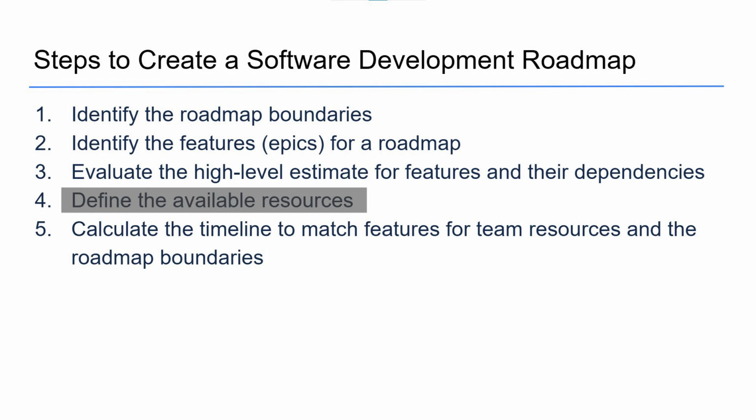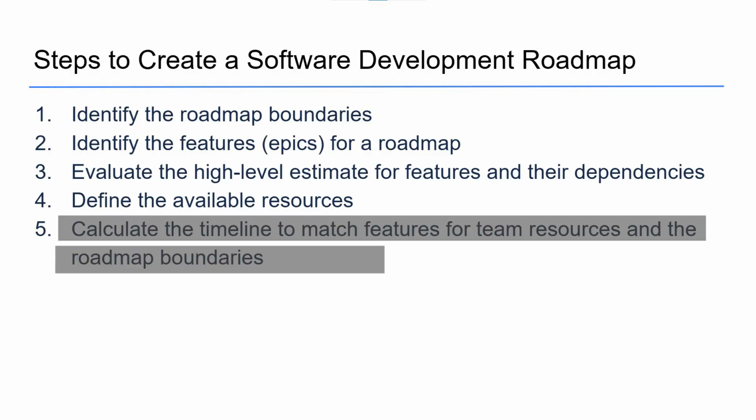Step number 4. Define the available resources. The resources we are talking about are teams, their roles, specializations, and velocity. Each team is unique and may have different skill sets and professional levels. Based on that, they can produce a different output. It is essential to record this output in this step. Write down team velocity and their responsibilities in the process.